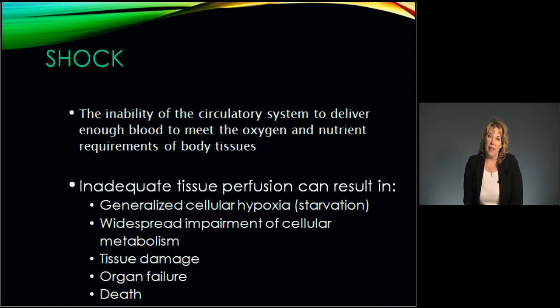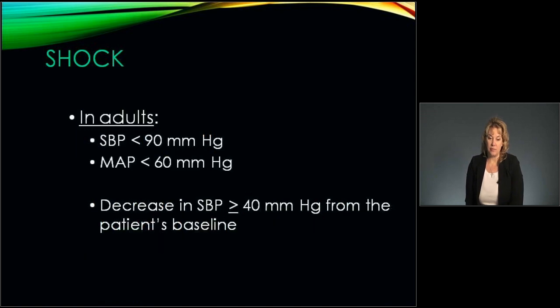The byproduct of anaerobic metabolism is lactic acid, and obviously that is less than ideal for the tissues. It's less effective than aerobic metabolism, and lactic acid is toxic to the body. So they get widespread impairment of cellular function and metabolism because of the lack of oxygen. That causes damage to the tissues, that causes damage to the organ overall, and if it's not corrected in a timely fashion, then obviously it can lead to death.